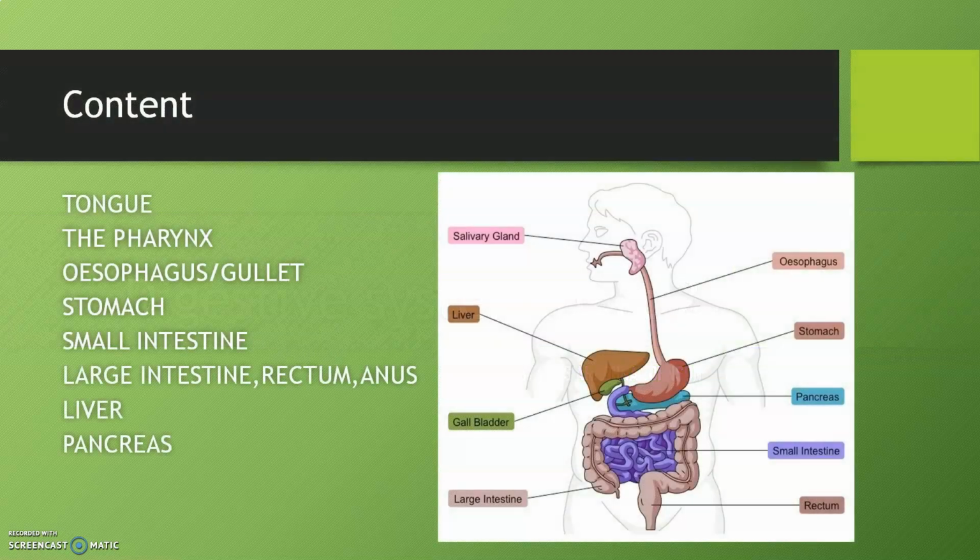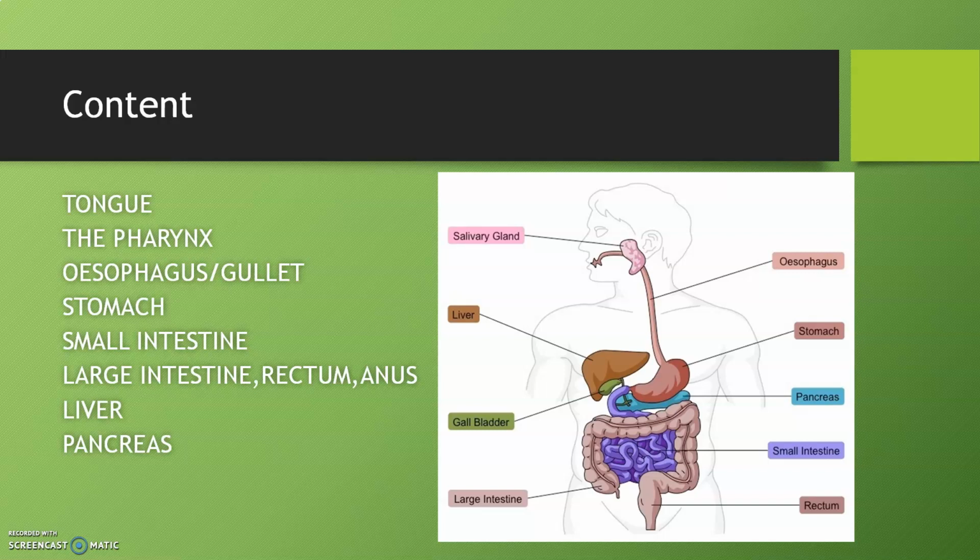The content that you have to cover today is your tongue. Then comes your pharynx, oesophagus, also known as gullet, stomach, small intestine, large intestine, rectum, anus, liver, and pancreas. In my previous video, I have already told you about the structure of teeth, types of teeth, and each of their functions. Now we'll talk about tongue.